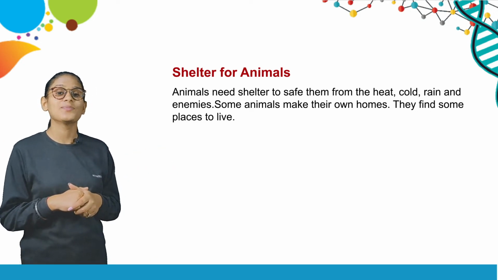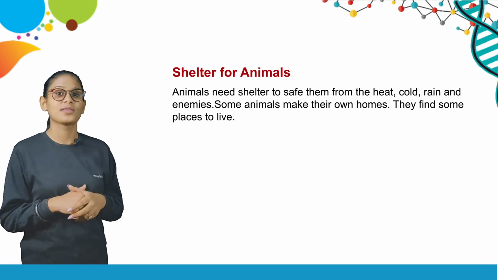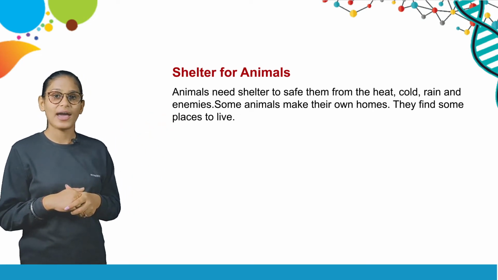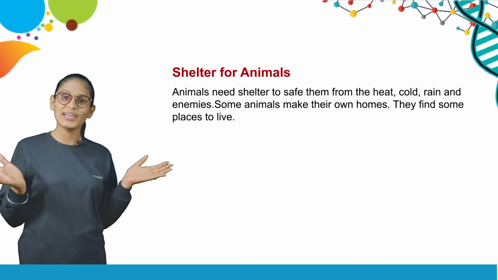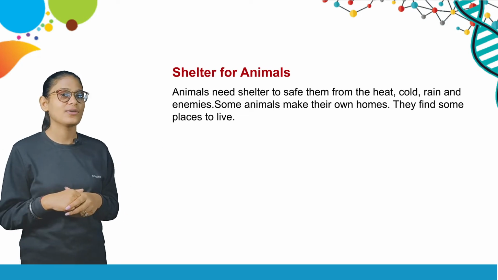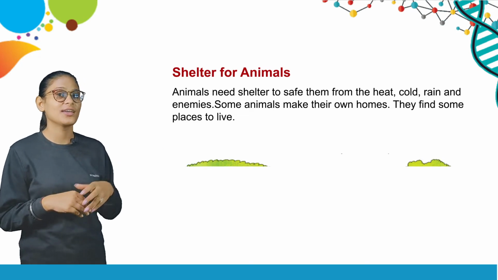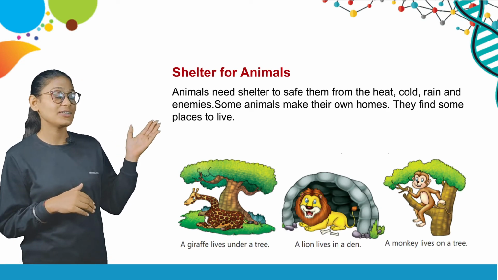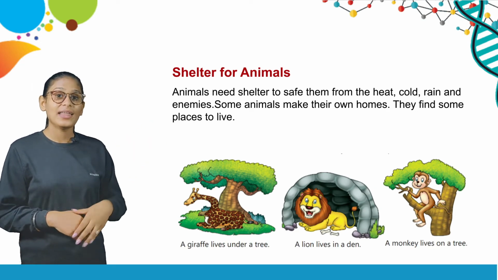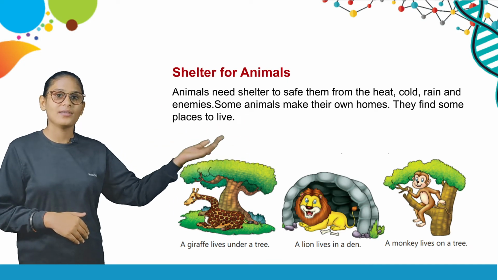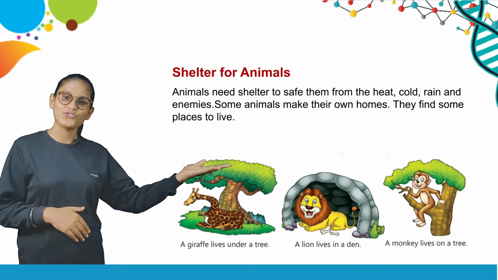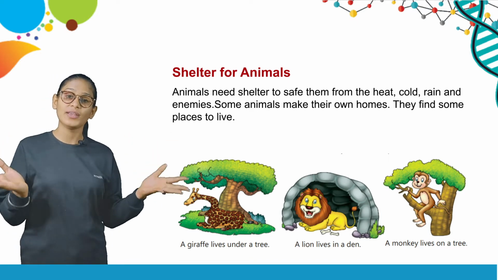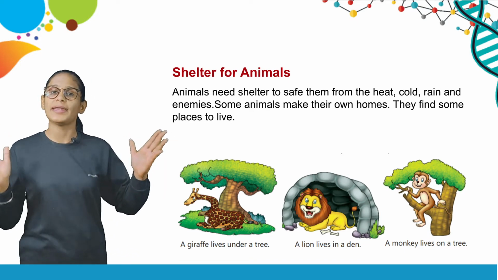Some animals make their own homes. They find some places to live. Now everyone look at the pictures. In your first picture, a giraffe lives under a tree. A lion lives in a den. A monkey lives on a tree. So these are the 3 pictures which show the different types of shelter of different animals.